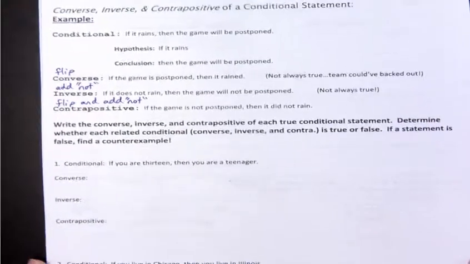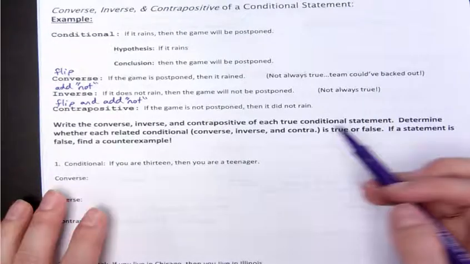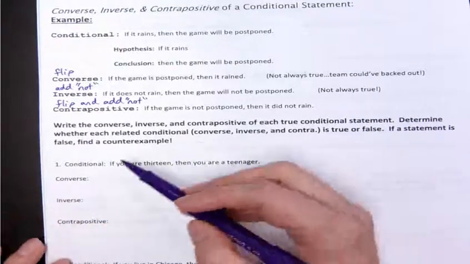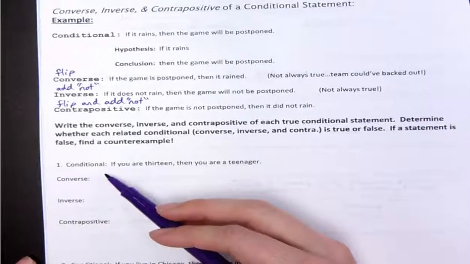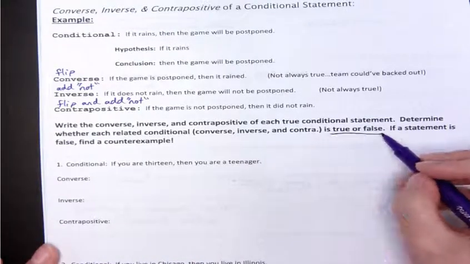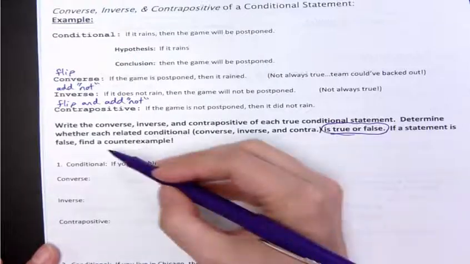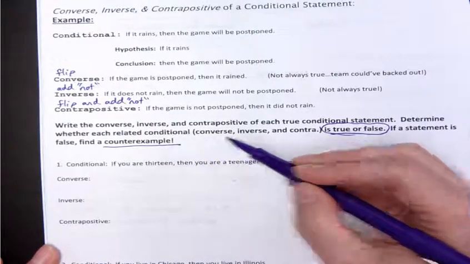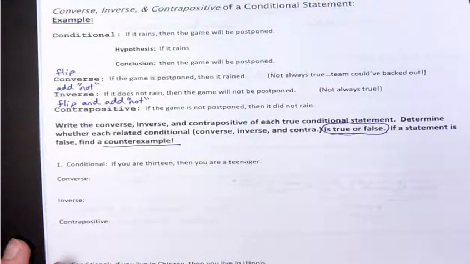And so what you're going to do here is take your conditional, write it into the converse, inverse, contrapositive, and then determine if it's true or false. If false, find the counterexample. Who thinks you can do that with your group? Okay, that was enough hands. You guys can help each other.